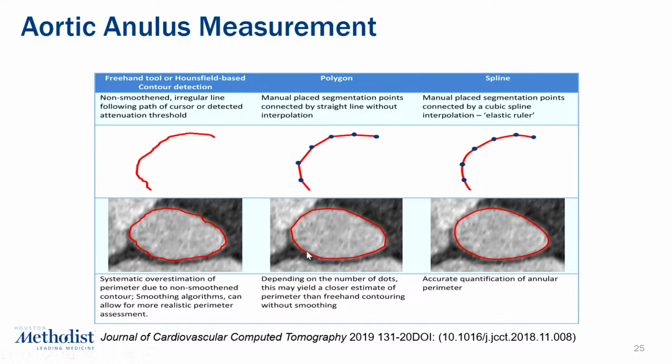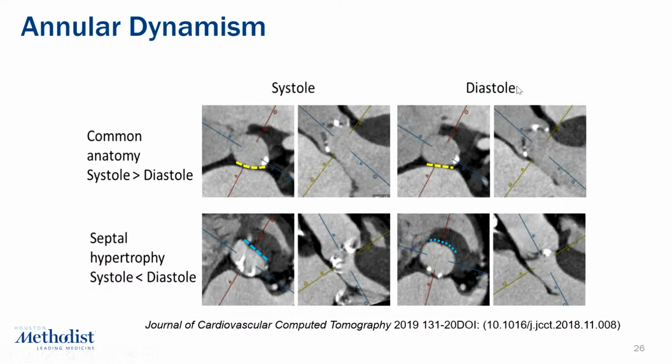Polygonal is another way to do it. You just place a number of dots, and this may be actually a closer estimate of the annulus as compared to freehand. But really what the guideline recommends is using a spline contour. So you just keep moving your spline, keep putting dots around, and then it just uses the spline method to smooth the edges. And then that usually yields the most accurate quantification of the annular perimeter. So always use spline contour.